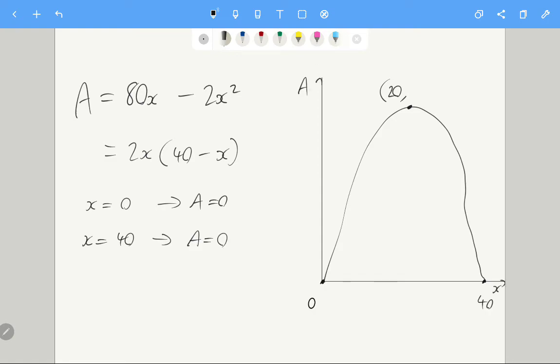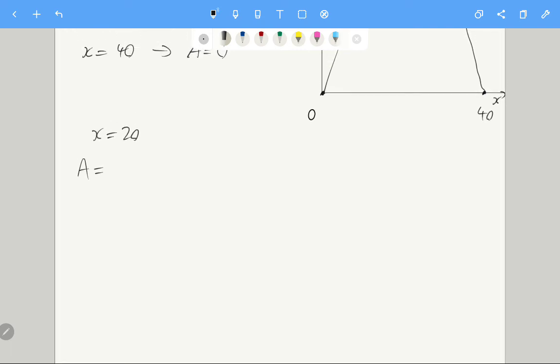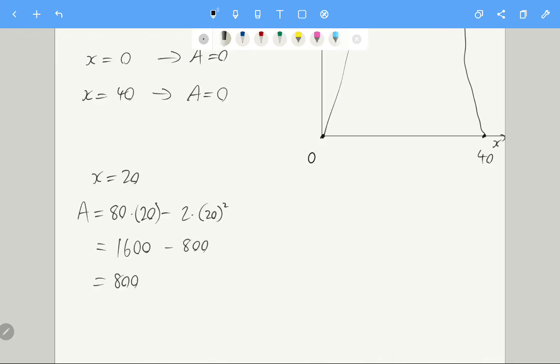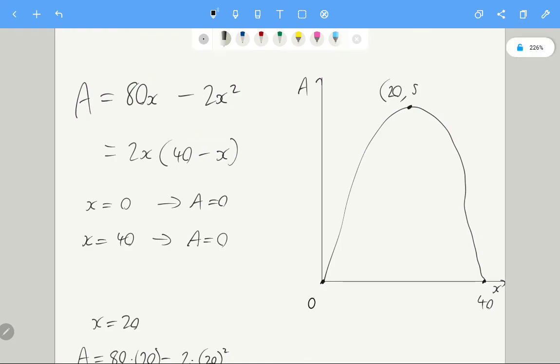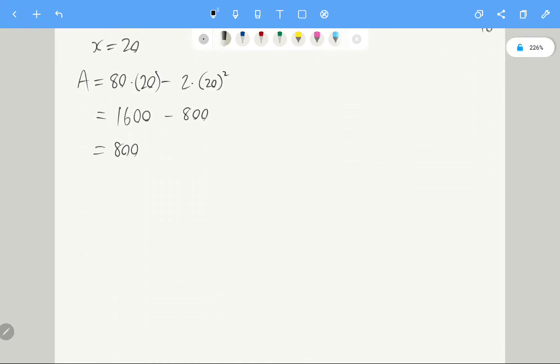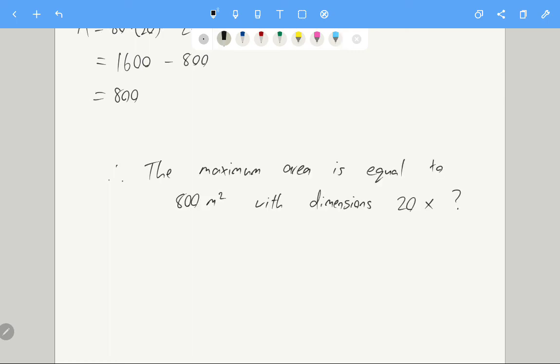Now, the only thing we've got to now think about is what is the y-coordinate of the area? That's really simple. We just need to substitute it in. So the area of this function when x is equal to 20. Alrighty, and you can see there that the maximum area is 800 square meters. Alrighty, so therefore, the maximum area is equal to 800 square meters with dimensions of 20 by something.